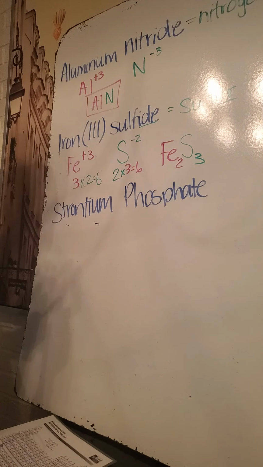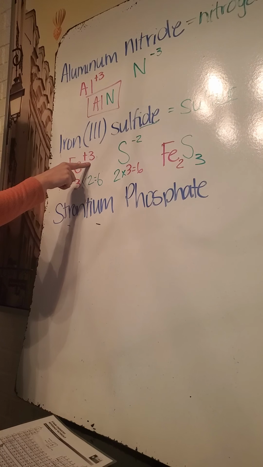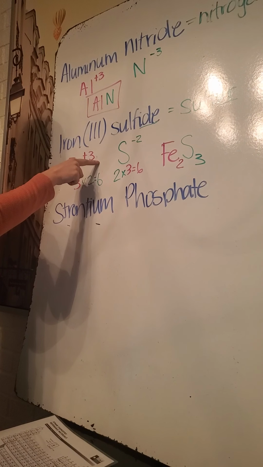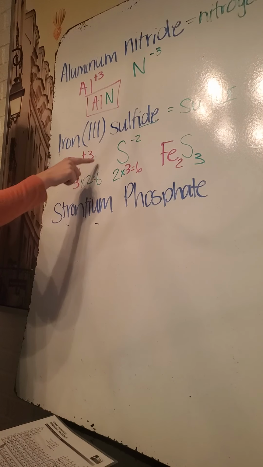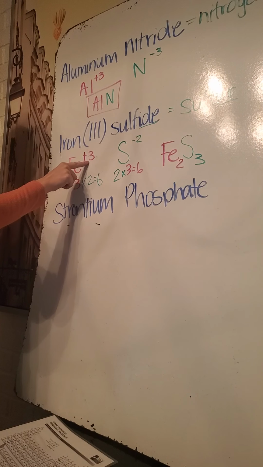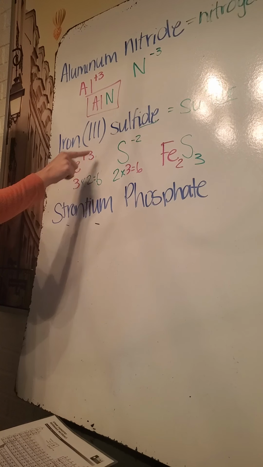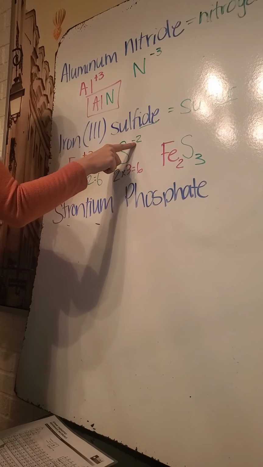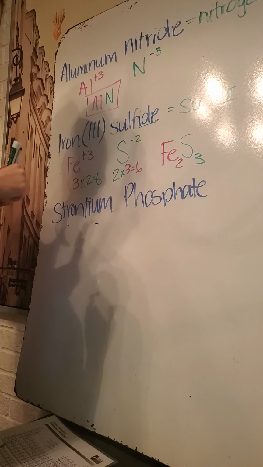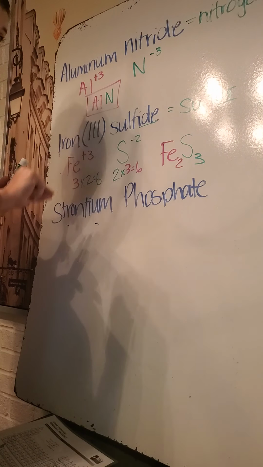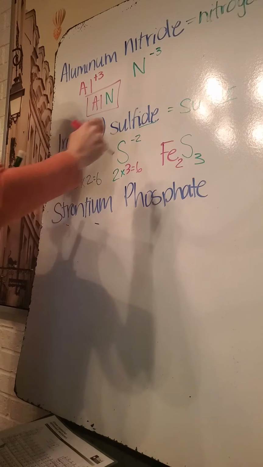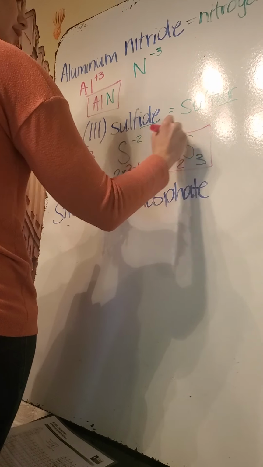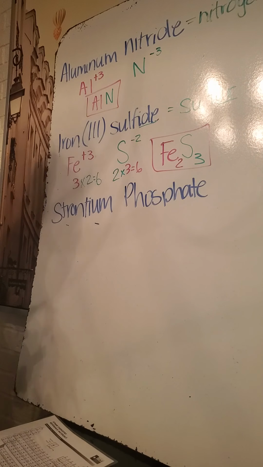I want you to notice it's like they just switched numbers. We know that we need 2 times 3 to get 6, and we know we need 3 times 2 to get 6. So both of these have the same charge and will cancel each other out. So this is going to be our formula.